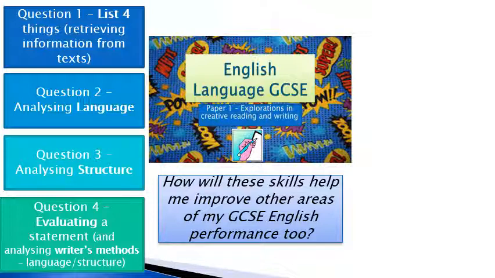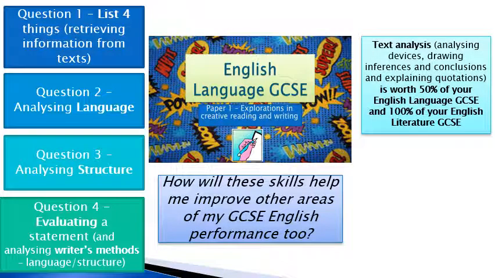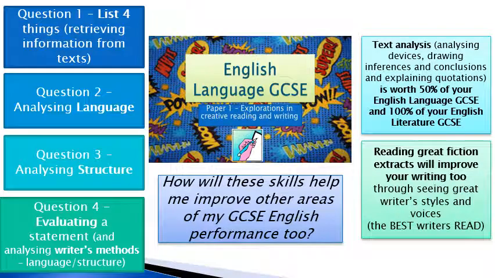But why are we doing these? How are these going to help me improve other areas of my GCSE English? Well, about 50% of your English language GCSE is about analysing texts, unseen texts. So that's being able to analyse devices, draw inferences and conclusions, and explain quotations. But 100% of your English literature GCSE is analysis of text. It's just a large proportion of it is analysis of seen text. That means text that you've read in class previously. In this case, these are texts that will be brand new. These are unseen texts.